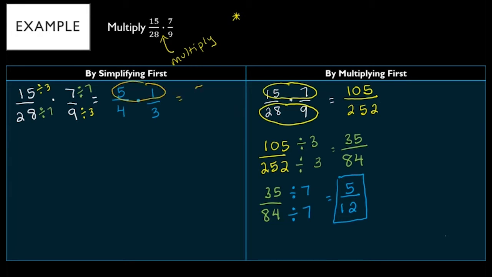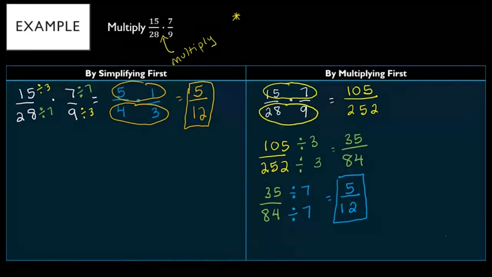5 times 1 equals 5, and 4 times 3 equals 12. And I get the same answer that we did using the method on the right, but with fewer steps, and I didn't even need to use a calculator. While on the right, I had to use a calculator, and I kind of had to guess and check on what I could reduce or divide out.